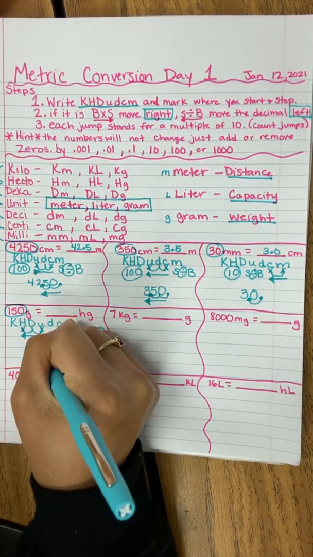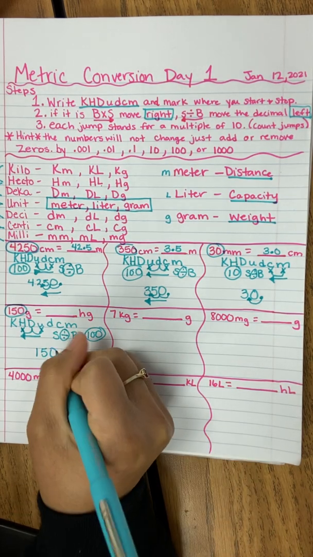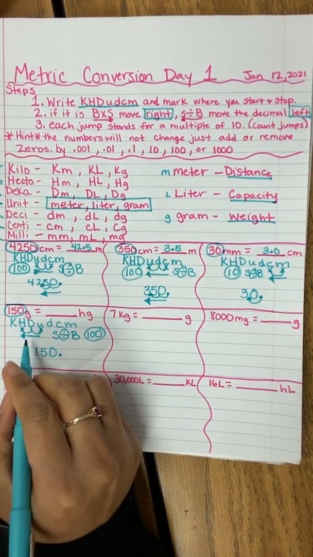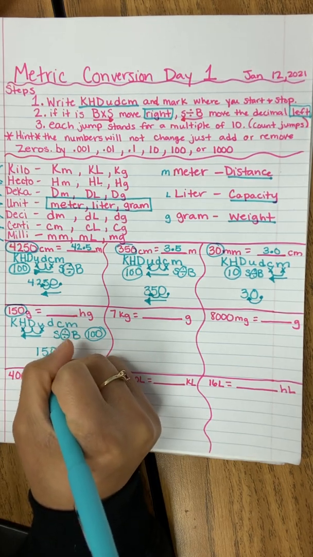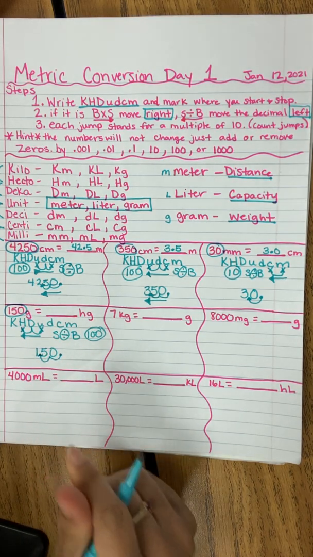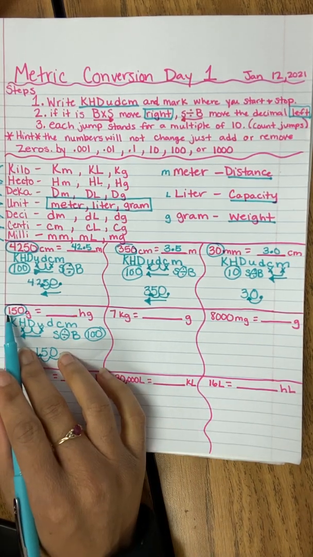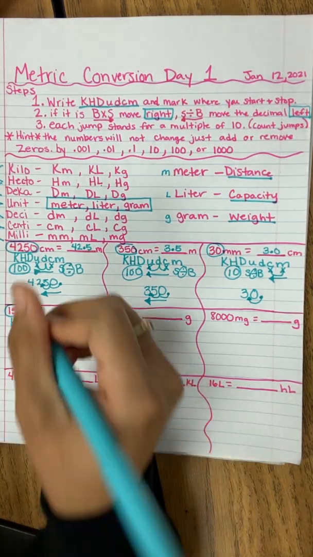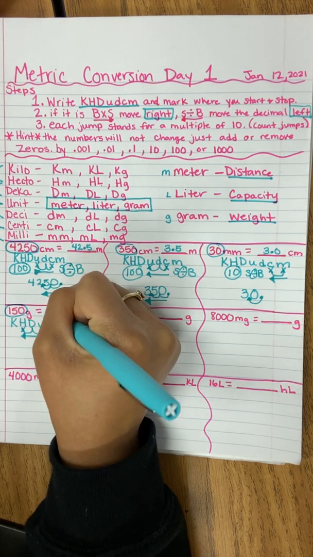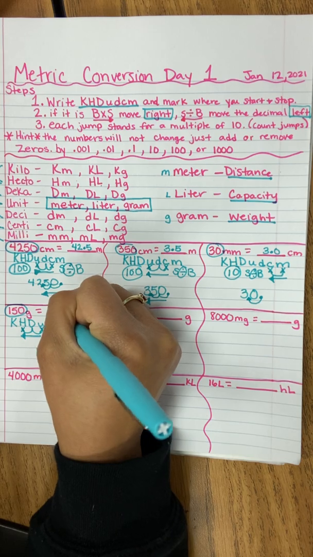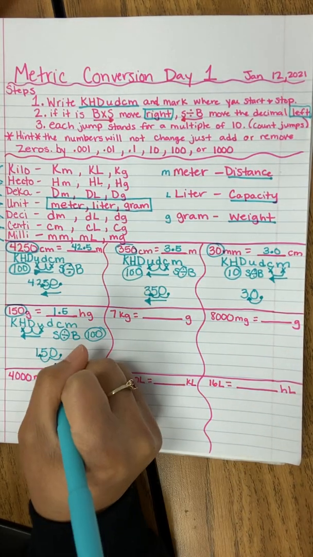I'm gonna write my 150 down. If I don't have a decimal in it, I put my decimal behind the last digit and moved 2 places. 1, 2, and this is where I land. I could have just divided it as well. I know that 100 can go into 150 one full time. I have 50 left over, and 50 is half of 100, so 0.5. Still gonna give me the same thing.